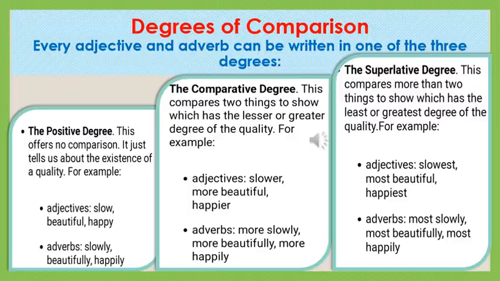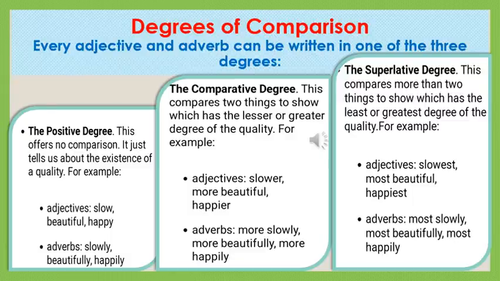See the examples given. Adjectives: slow, beautiful, happy. All these are positive degrees. And for example, for adverbs: slowly, beautifully, and happily.